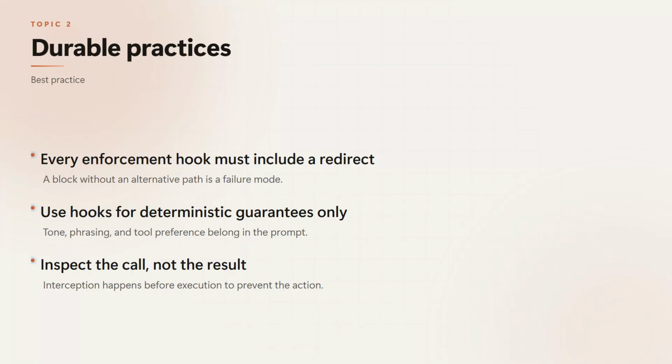Use hooks for deterministic guarantees, financial controls, safety limits, legal rules. Tone, phrasing, and which of two similar tools to prefer are prompt problems, not hook problems. Rejecting a routing classifier as a hook target is correct because it bypasses the language understanding you are paying for. Hooks are for hard stops, not for nudging the model.